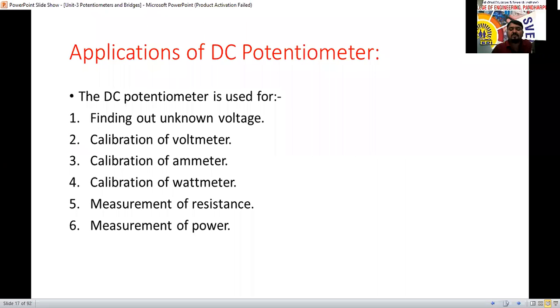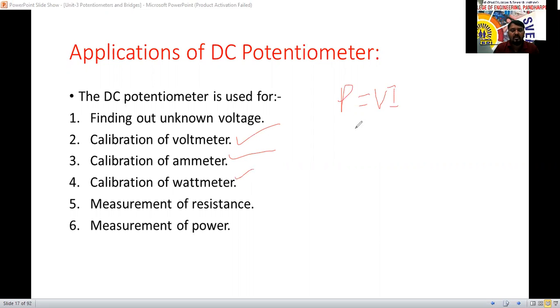So it has some applications. We can use DC potentiometers for finding out an unknown voltage. We can do the calibration of a voltmeter, the calibration of an ammeter, and, what is the formula for power? It is the product of voltage and current, no? Yes, sir. If we are calibrating voltage and current, then P equals VI. So we can calibrate the wattmeter also.